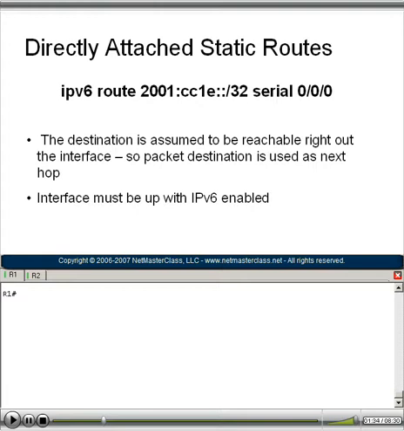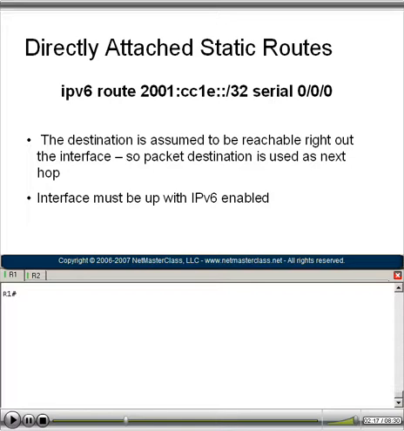So let's take a look at a directly attached static route syntax. We say IPv6 route and then the address and prefix length. In this case, I'm saying 2001:CC1E::/32 is the prefix we are interested in training the router how to get to. Here, because we're using a directly attached static route syntax, all I say is, you know what? In order to get to this particular prefix, go out serial 0/0/0. The destination, therefore, is assumed to be reachable right out this interface. So notice we don't specify a next hop. The packet destination address is used as the next hop.